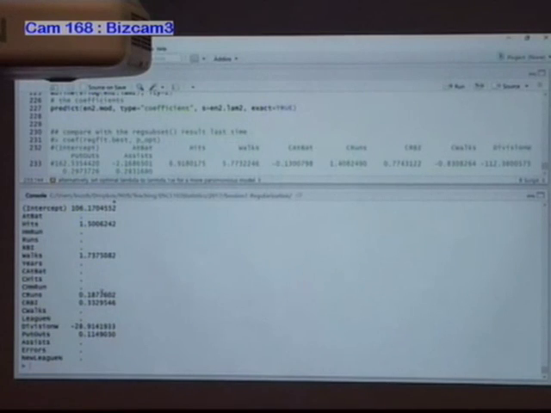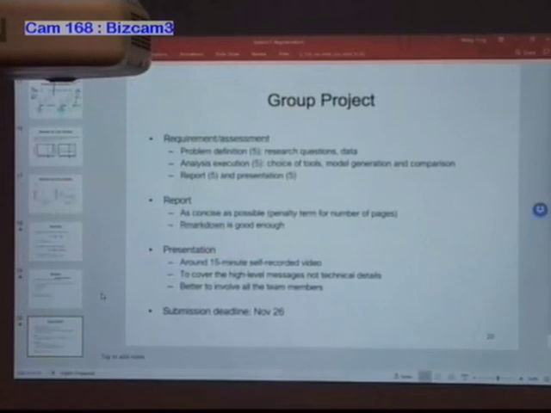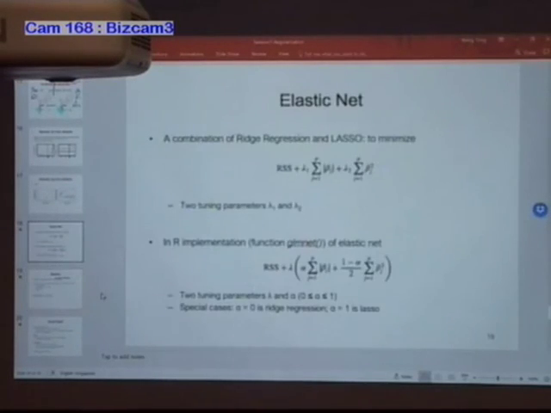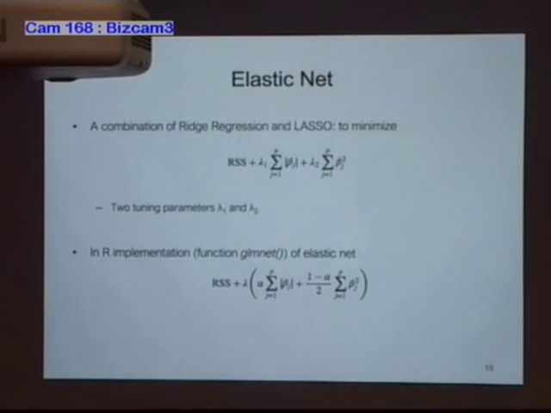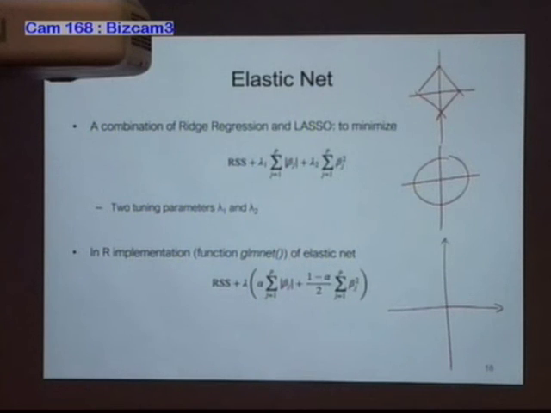What does the geometry of elastic net look like? I forgot to plot that. Let me do that here. So the question is, what about the shape of that? Earlier we have a diamond, then we have a circle. What about a mixture? A mixture is just a mixture.